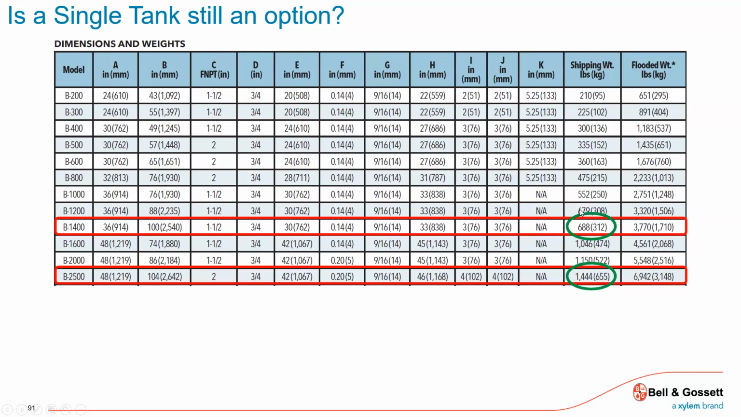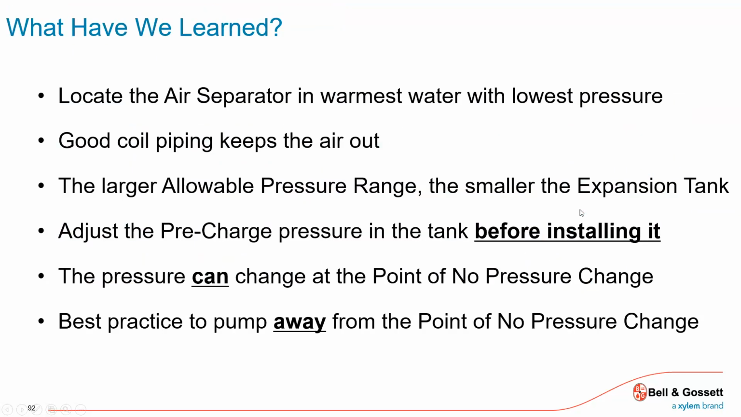Yeah, that's always another factor. How quick. So where do we locate air separators? Warmest water, lowest pressure. The larger the allowable pressure range, fill valve and release, the smaller the expansion tank. We always want to make sure that we adjust the pre-charge before installing it, before we connect it. Make sure the mechanical contractor has pre-charged it appropriately. And the last bullet, best practice, definitely pump away from where the expansion tank is connected, out to the building.